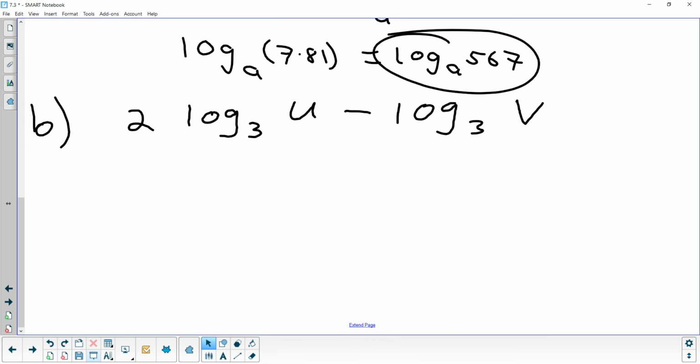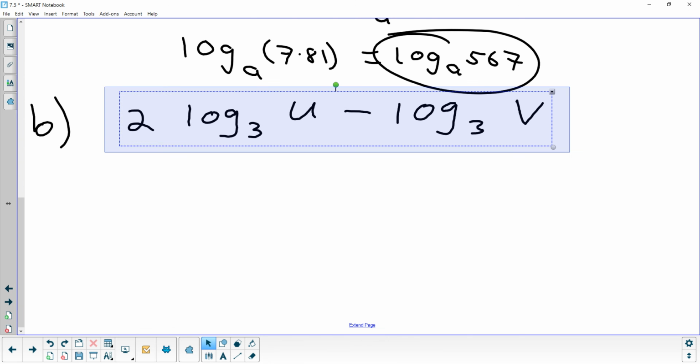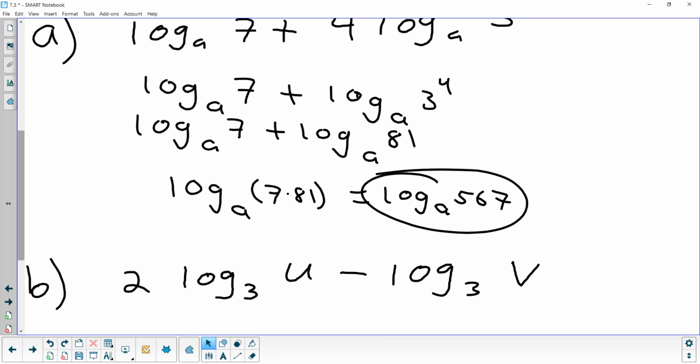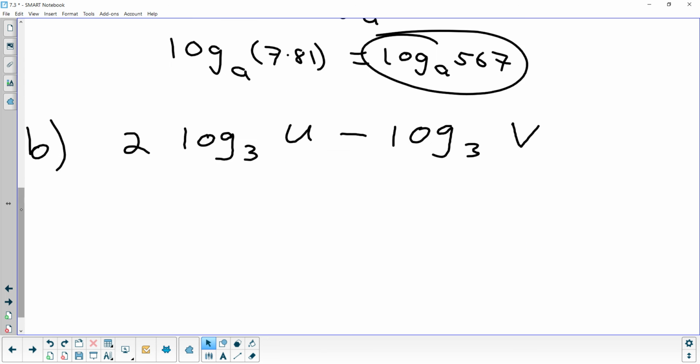Alright, let's try this one. Just move that down a little bit. I'll move that. Right, let's see if we can do this one in one step. I'm going to have a log.